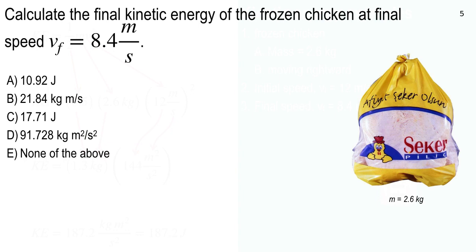First question for today. Multiple choice. Calculate the final kinetic energy at speed Vf equals 8.4. And we'll go over this one step by step. So do your best. Take a minute or two. Now you can talk with your neighbors and kibitz and whatnot. Coordinate and counsel and get ideas.